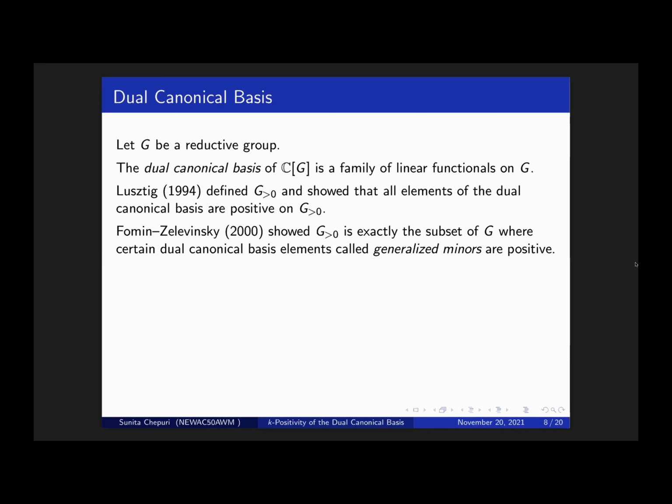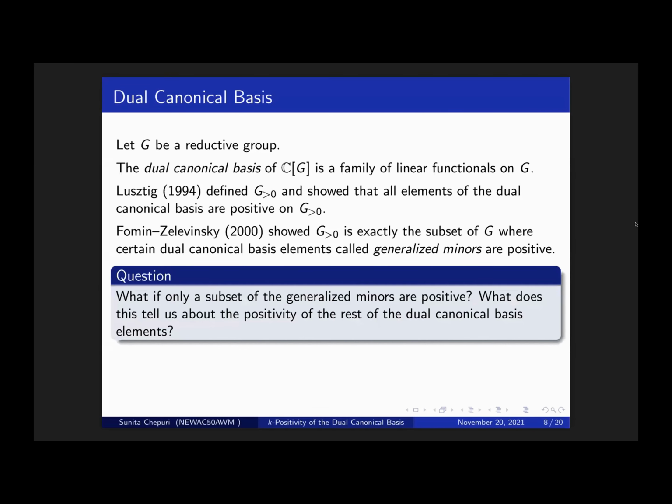So further, Fomin and Zelevinsky showed that this totally positive part of G is exactly the subset where certain dual canonical basis elements called generalized minors are positive. So we could take this to be our definition of the totally positive part of G.